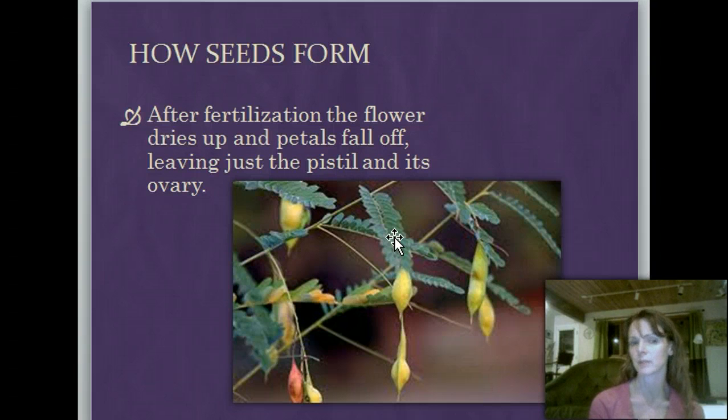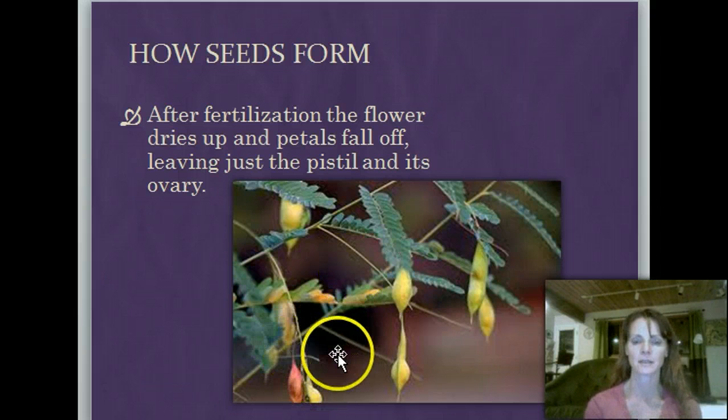How interesting. Okay, so the seed formation. After fertilization, the flower dries up and the petals fall off. Interesting that that's always what's happening, this constant cycle of reproduction. So fertilization will occur, those petals will dry up and fall off, and it leaves just the pistil and its ovary. You can see some of these where they're just kind of chilling out here. And the seed starts to form.